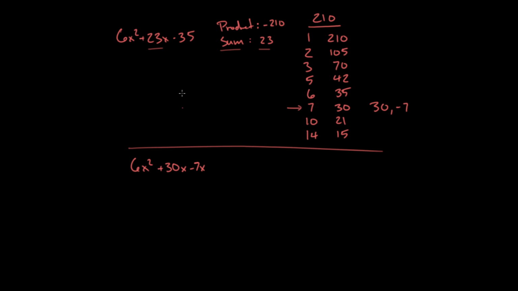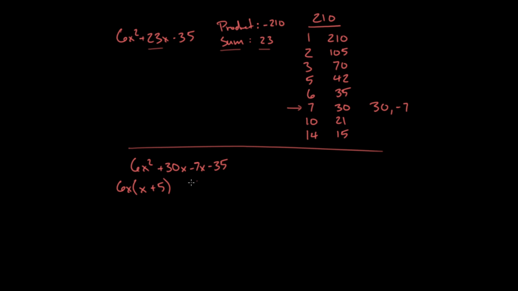Because I can do that because 23x is just 30x minus 7x. And then I can subtract the 35. So here's what I can do. And this is why it kind of works out, is that I can then look at my first two terms and factor out a greatest common factor here. From these two terms, my greatest common factor is 6x. I can factor out 6x from both of them. What I'm left with then is x here and 5 here.